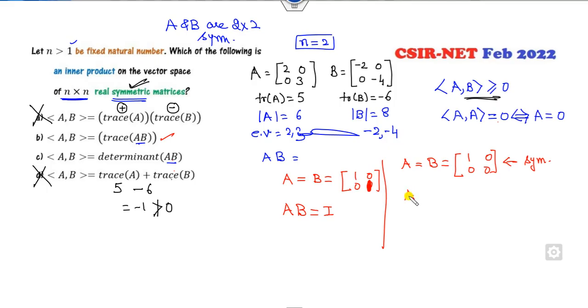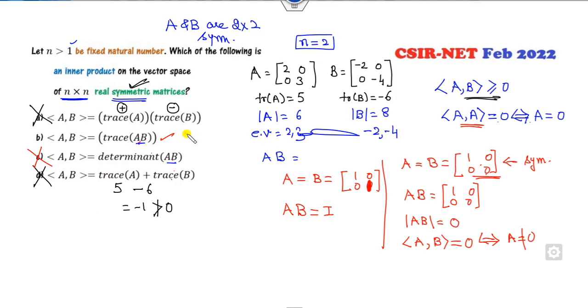Then what is A into B? A into B is again this value. So what is the determinant of AB? This is 0. So it means the inner product of A comma B is 0. That means if and only if A is equal to 0. But you can see A is non-zero. So this determinant option is also cancelled. The only option left is B, which is the correct option. Very simple. You just think of any 2 cross 2 matrix which satisfies or does not satisfy the given requirement.